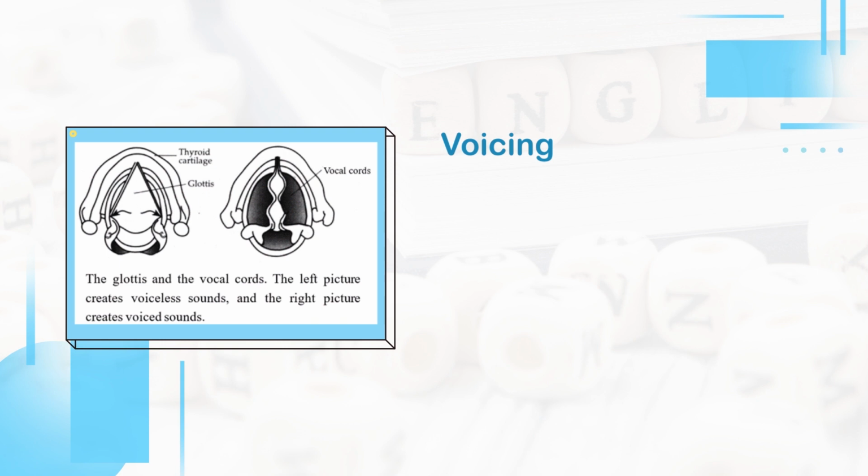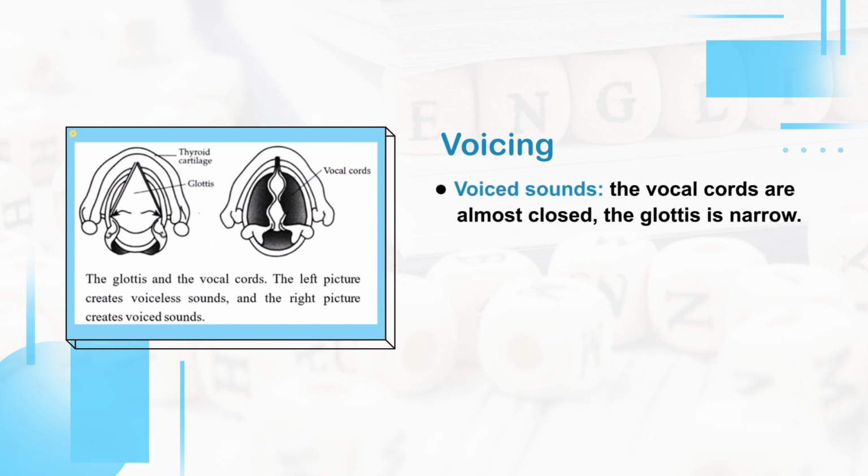When the vocal cords are almost closed, the glottis is narrow, so the air must push through the small space between the vocal cords. This makes the vocal cords shake rapidly, which causes them to vibrate. This vibration creates voiced sounds, such as the v in veal and the d in deal, and the j in join.